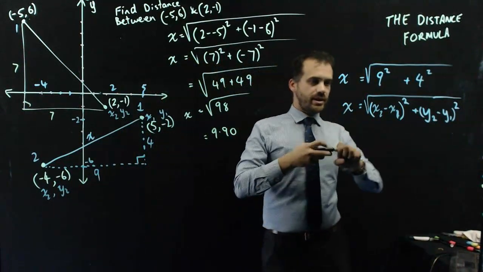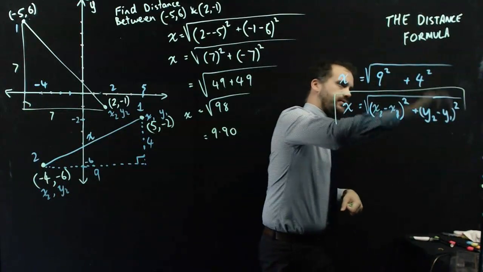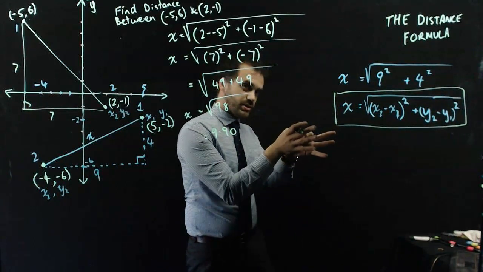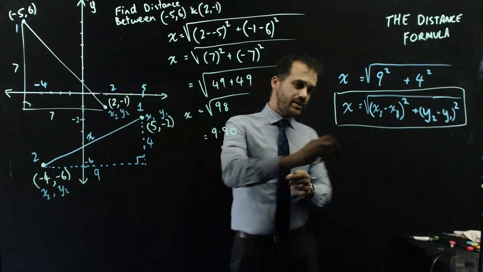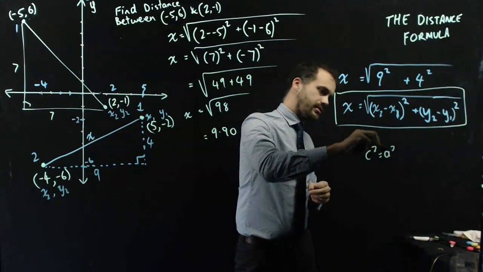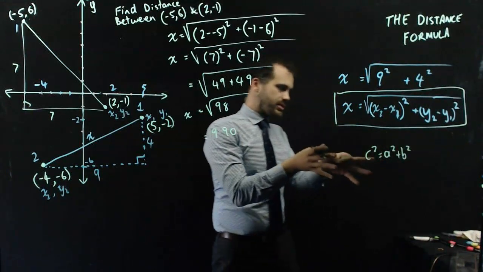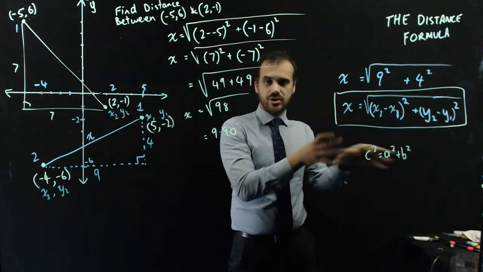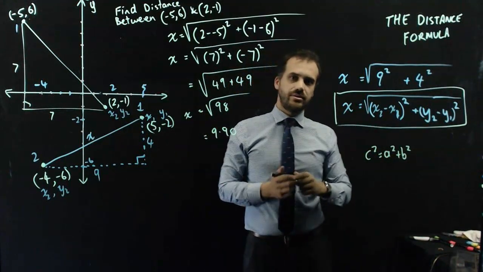Alright, that ugly looking thing right here is the distance formula. But don't forget, it's just Pythagoras' theorem in disguise, used with Cartesian points.